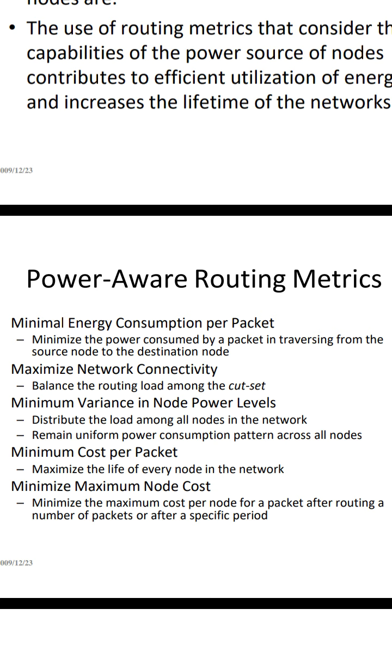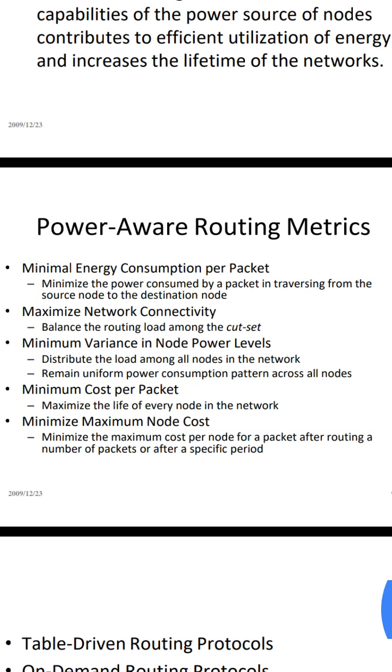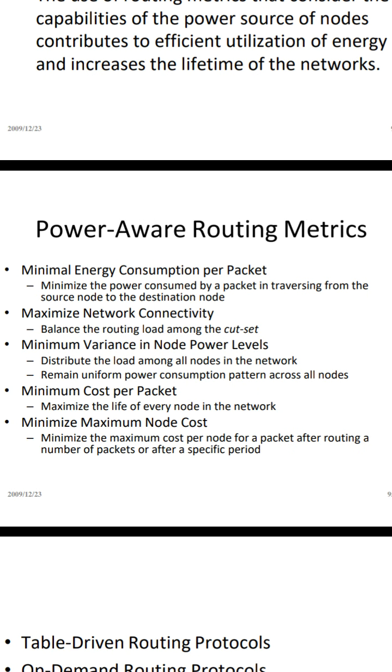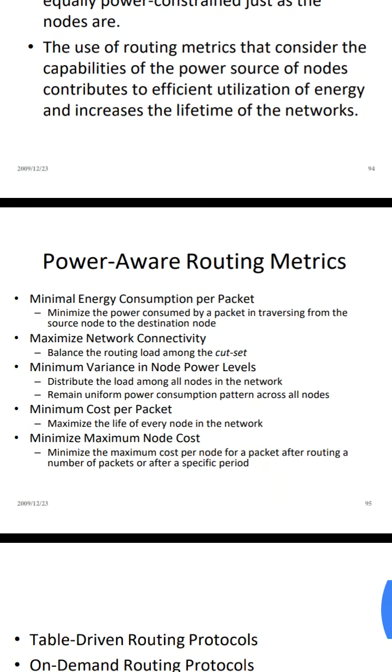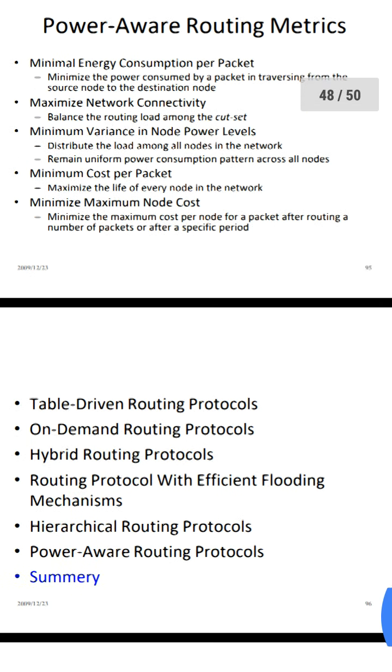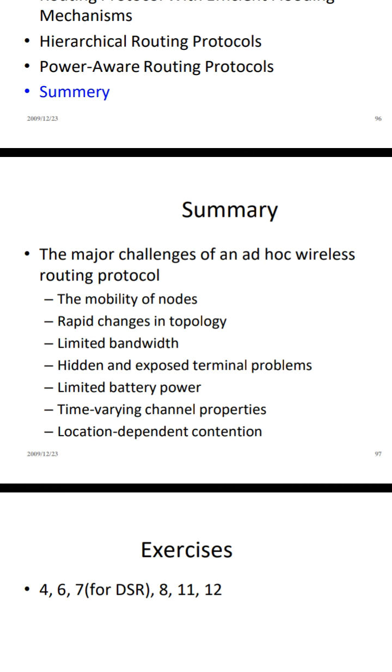The next one is minimum variance in node power levels. The next is minimum cost per packet, and the next is minimize maximum node cost. These are some of the points by which we reduce the power. Those are the paths we can select in the power aware routing protocol to transfer the data. So that is the total chapter.